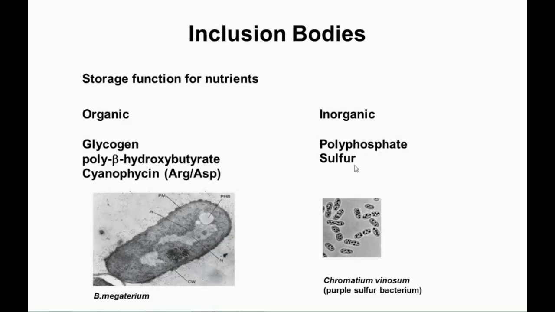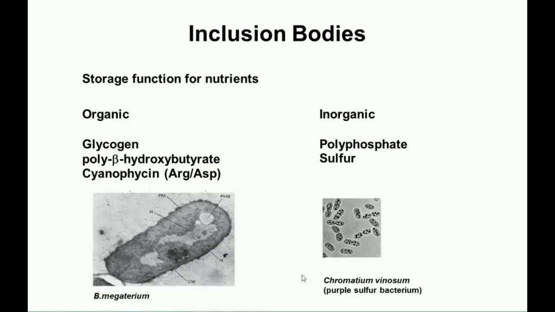Now, bacteria that can use sulfur or hydrogen sulfide as an electron acceptor can often store sulfur. And that's what you can see here, okay? Purple sulfur bacteria. It's one of these kind of things here. These are sulfur granules.